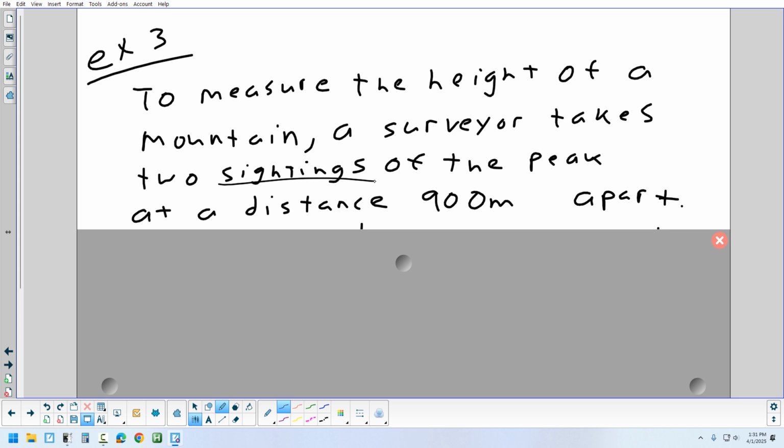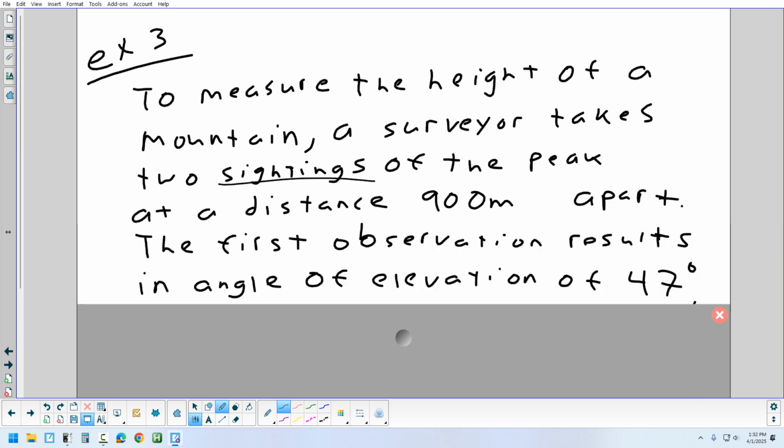Well, if you had a tripod and it had like a laser or a sight on it, you just look through it, you tilt it, and you focus it right on the top of what you're trying to measure the height of. And each time you do that, the device will tell you what angle it's tilted at. So the first time the surveyor does it, they get an angle of 47 degrees, and that's pointing the device right at the peak of the mountain.